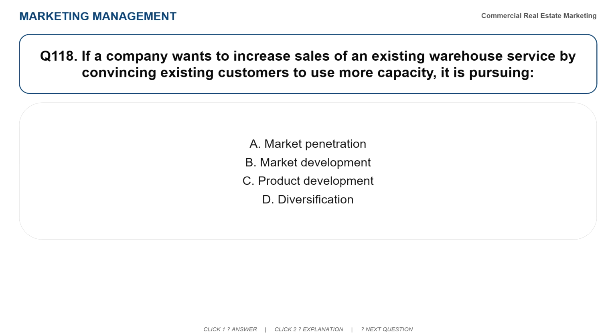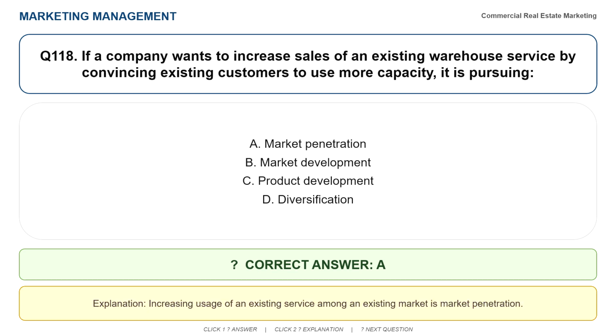Question 118. If a company wants to increase sales of an existing warehouse service by convincing existing customers to use more capacity, it is pursuing: Option A, market penetration. Option B, market development. Option C, product development. Option D, diversification. The correct answer is A. Explanation. Increasing usage of an existing service among an existing market is market penetration.